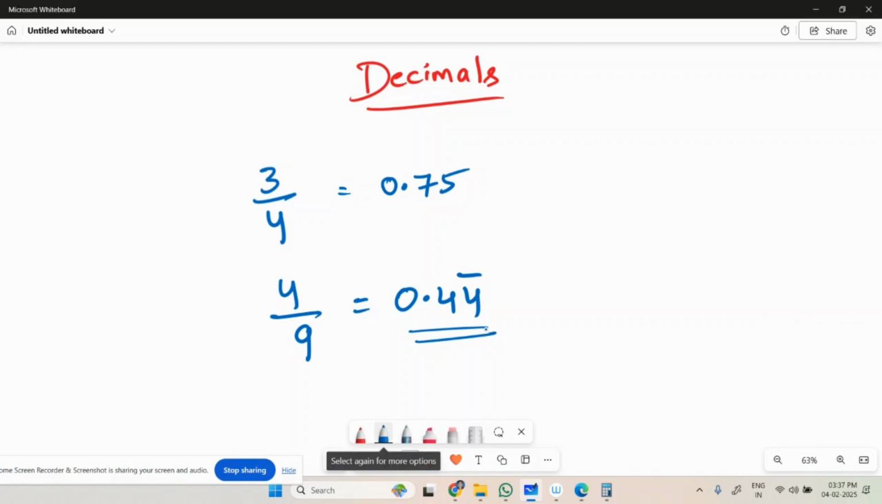In the next video we will learn how to compare two decimal numbers, how to convert unlike decimals into like decimals, how to add and subtract decimal numbers, and how to multiply and divide decimal numbers.